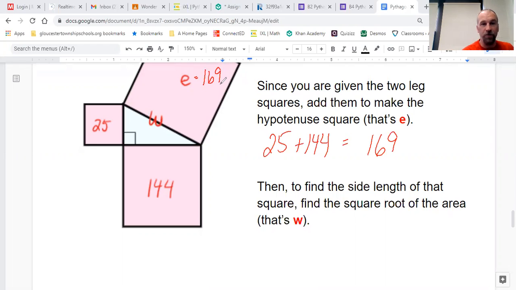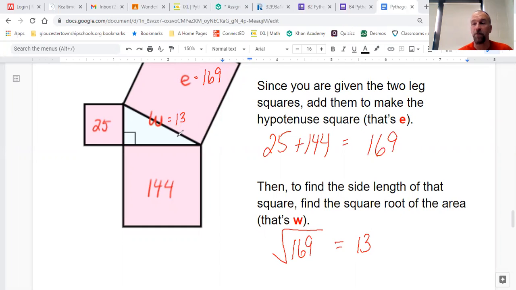And now W is the side measurement of that square. So if I have an area of the square and I have to go backwards to the side measurement, it's the same as the last step in the formula. The last step in the formula is take the area of the square number, and find its square root. And when I do that, 13 is the measurement of that side.